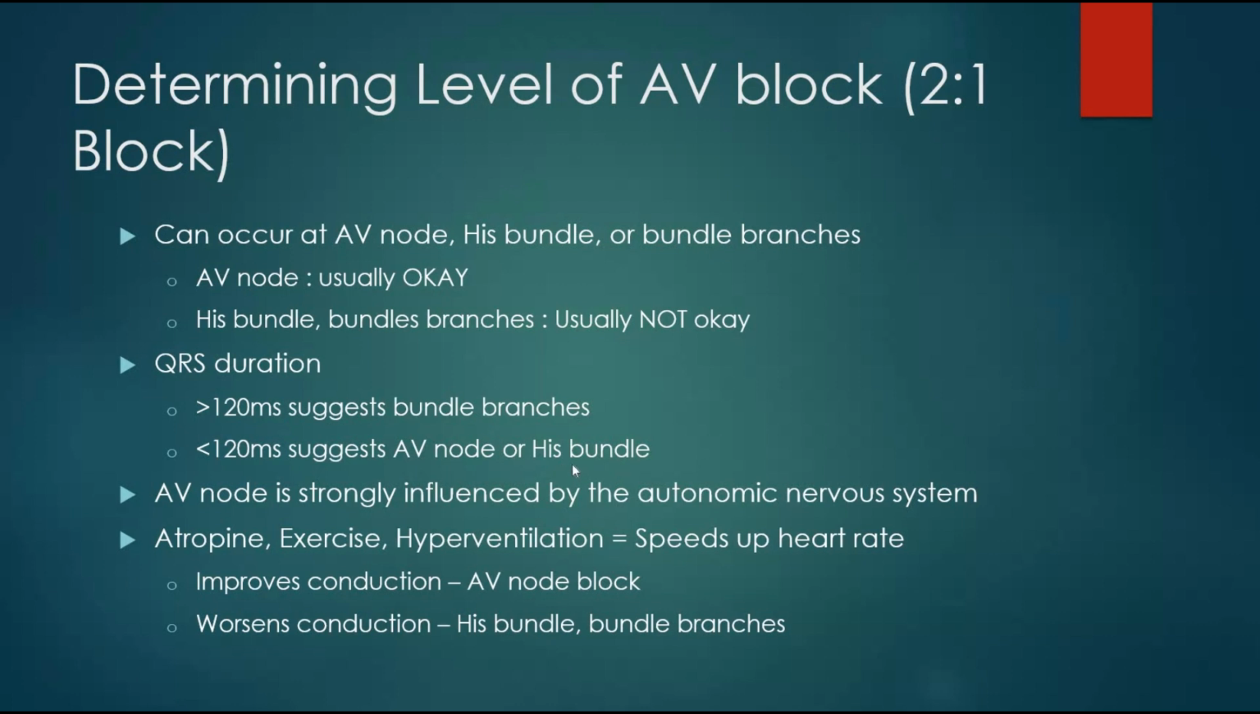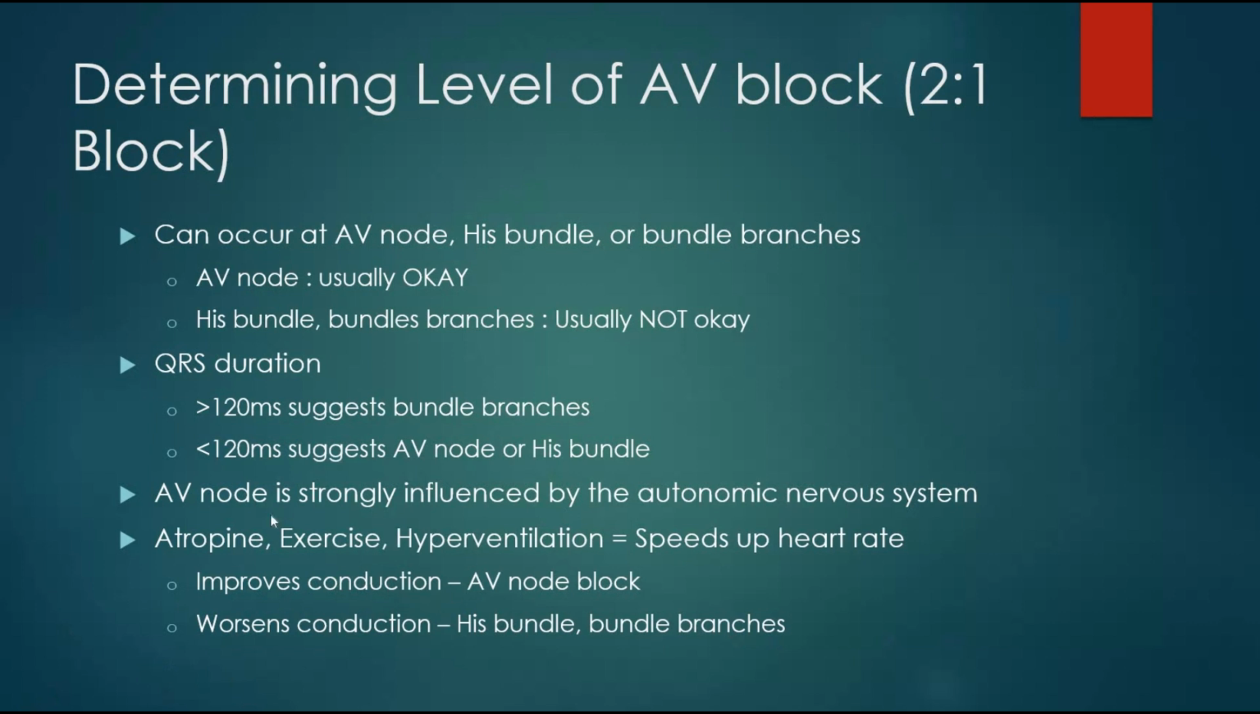the His bundle. The AV node is strongly influenced by the autonomic nervous system. With atropine, we can make them exercise, or we can make them hyperventilate, which makes the patient speed up the heart rate, and if it improves conduction, then we know that the block is in the AV node. But if it worsens conduction, then the block is in the His bundle or the bundle branches.